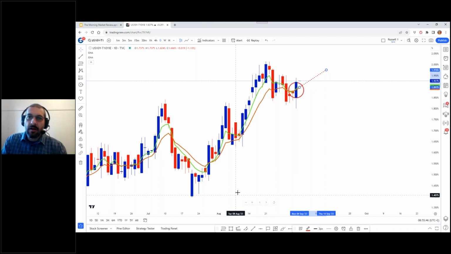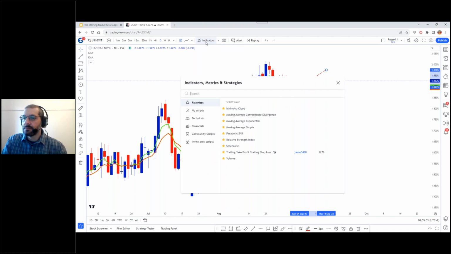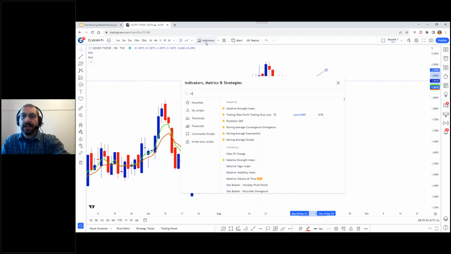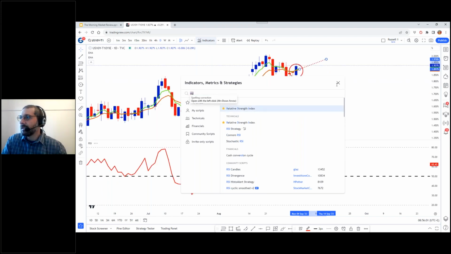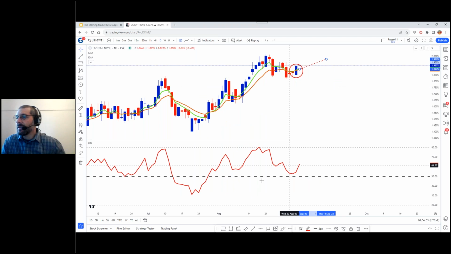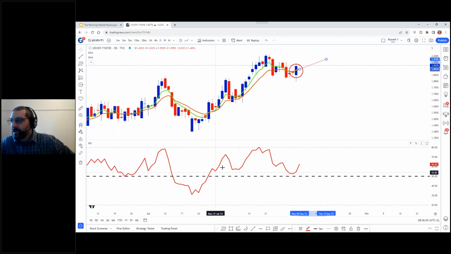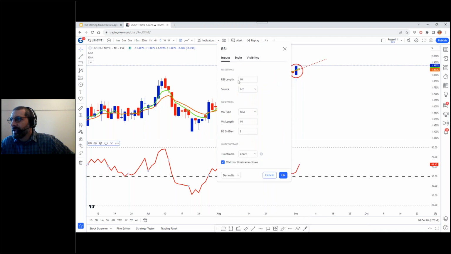Let's just add an RSI, a momentum indicator, here as well. So just click on indicators, type in RSI, and then click on relative strength index. And you can see the RSI, let me just show you the settings that are used here. Again, they're not magic settings, it's just the ones that I prefer. I like using a 10 and the source a median, which is the high plus low divided by 2.